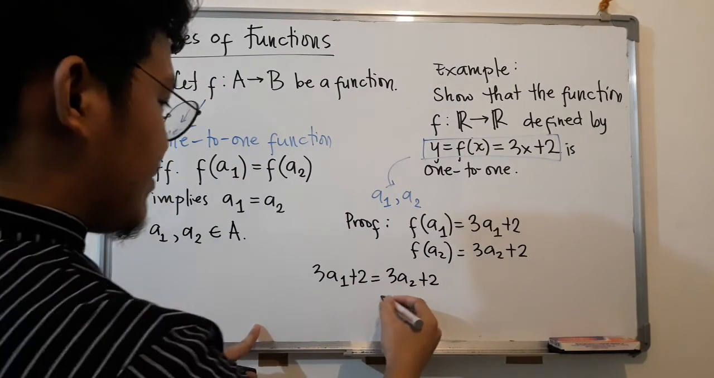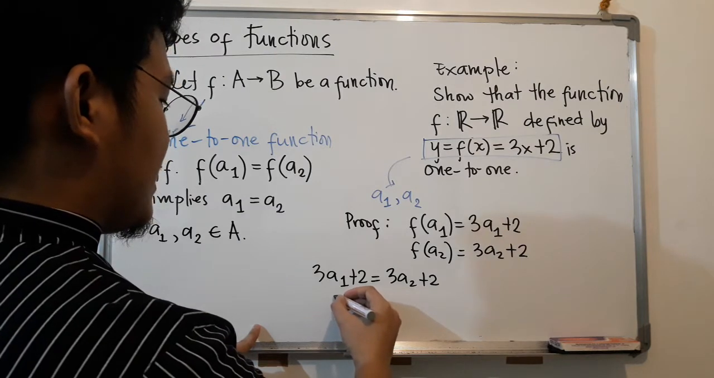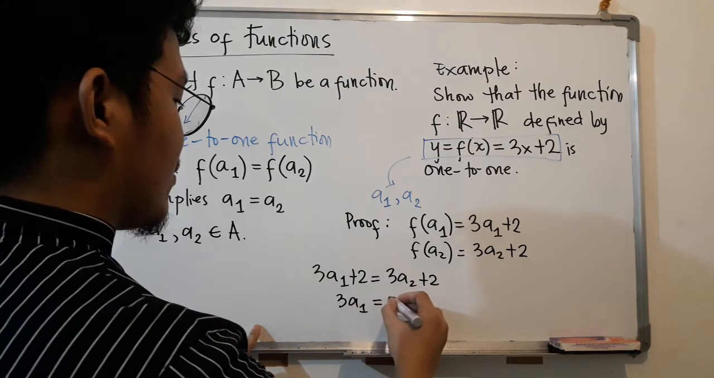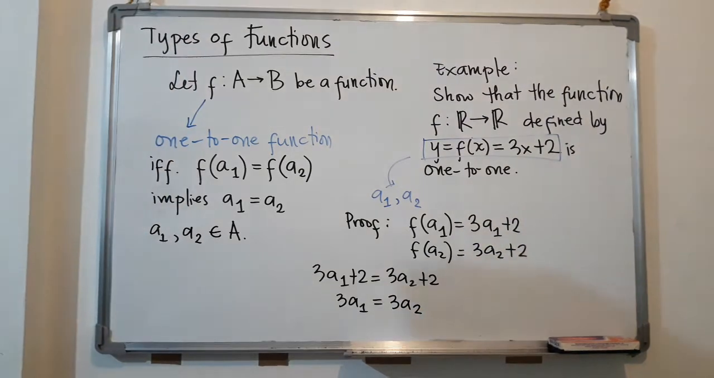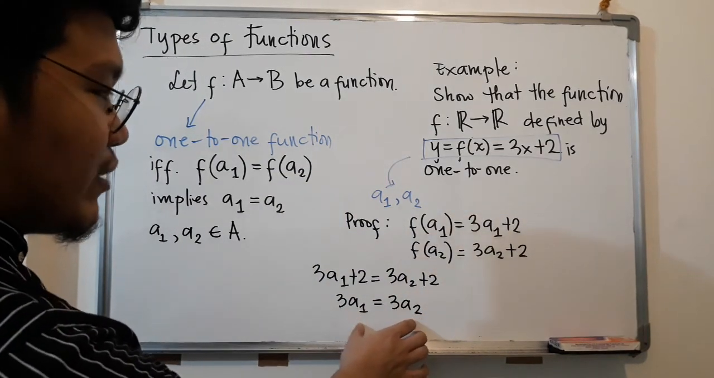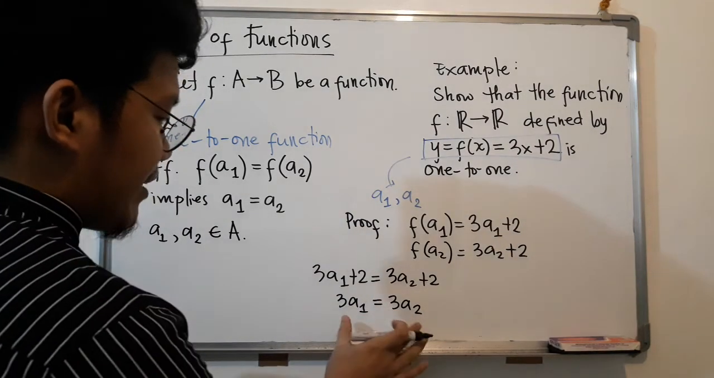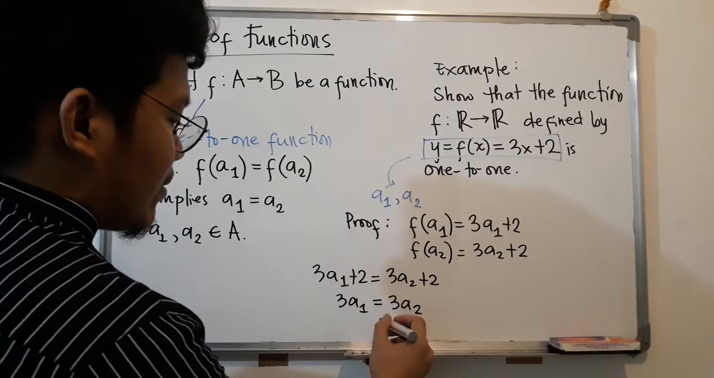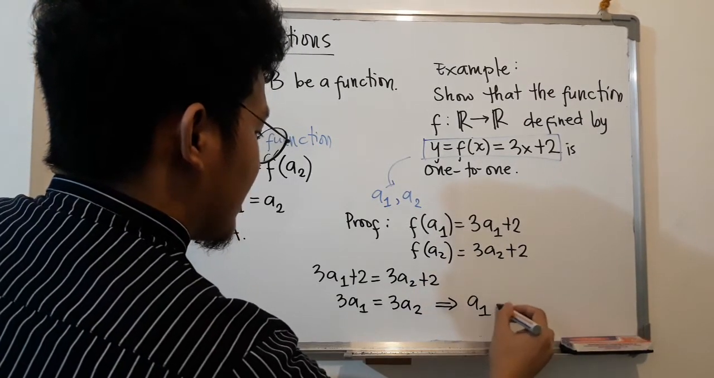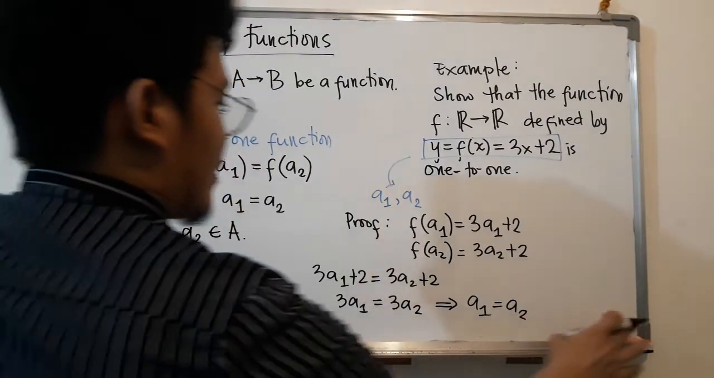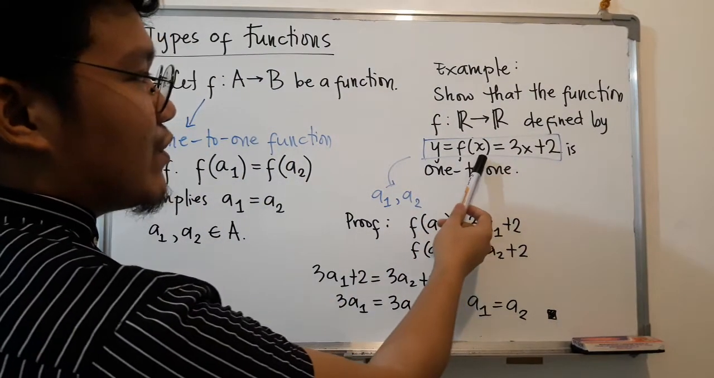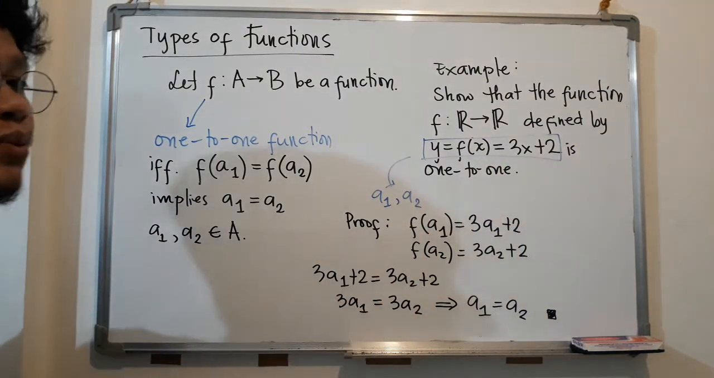So, we can write this as 3a sub 1 is equal to 3a sub 2, right? Is this true? 3a sub 1 is equal to 3a sub 2? Yes. The equation still holds. Therefore, multiplying both sides of the equation by 1/3, we get, this implies that a sub 1 is equal to a sub 2. Okay? And so, this function f of x equals 3x plus 2 is indeed a one-to-one function.